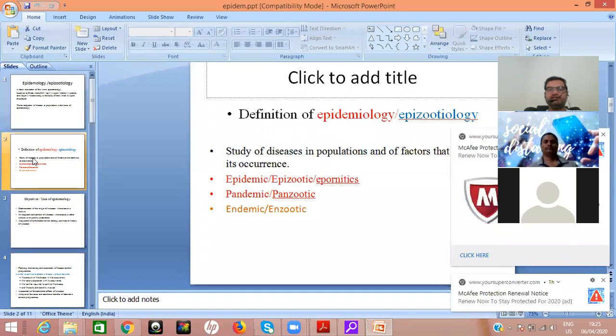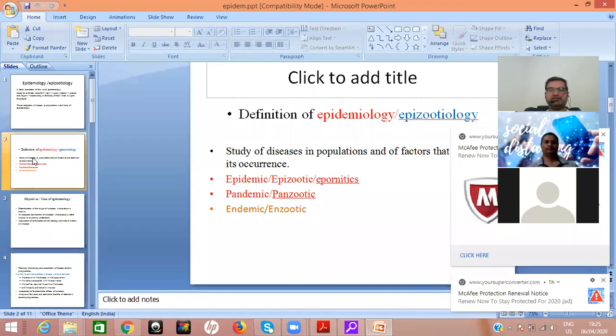And panzootic is if a disease is occurring in animal population throughout the world, it is called panzootic. So wherever the term zootic is added, it is for animal population. Endemic means it comes for human population. That is the main difference between zootic and endemic. And the other term is endemic.